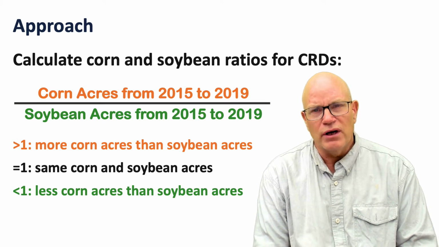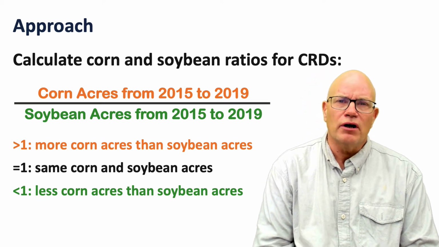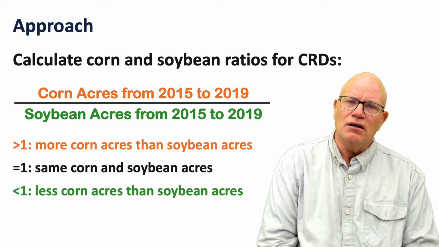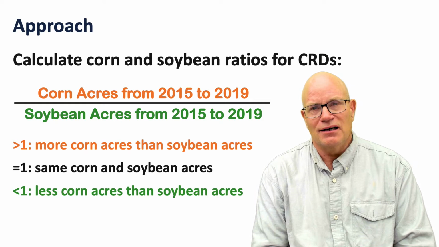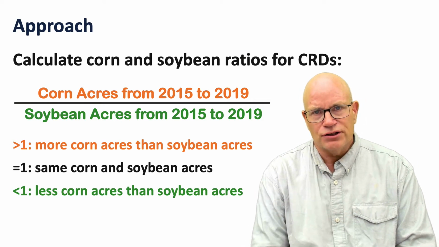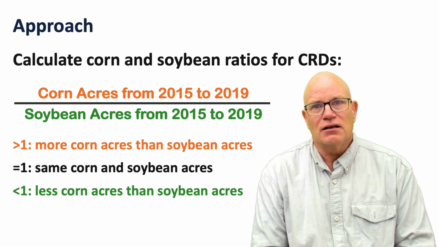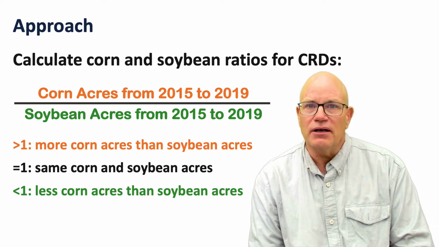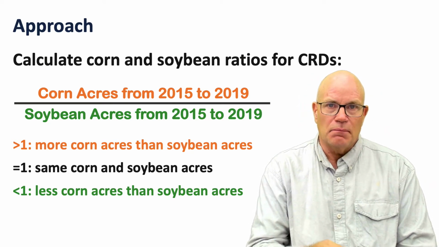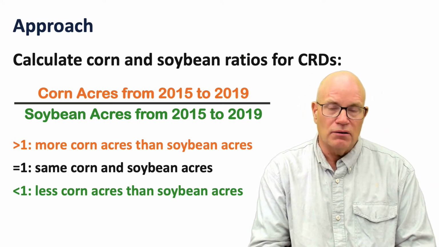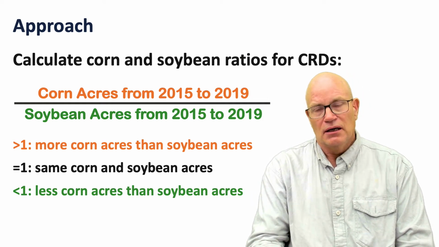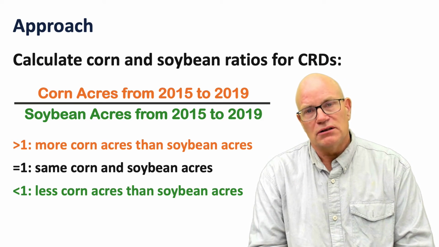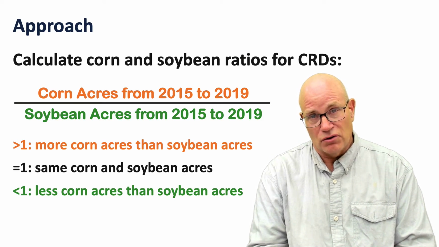To do that, we calculated a ratio of corn acres from 2015 to 19 to soybean acres from 2015 to 19. If we look at that ratio and it equals 1, then there's 1 corn acre for every soybean acre. If that ratio is above 1, or greater than 1, then we have more corn acres than soybean acres. If it's below 1, we see more soybean acres relative to corn.